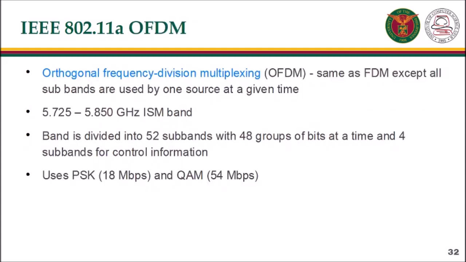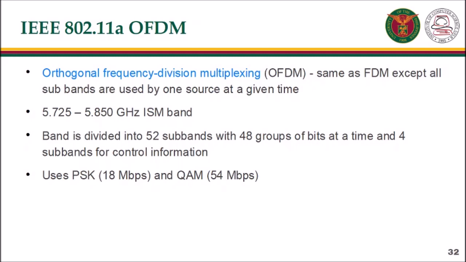IEEE 802.11a OFDM describes the orthogonal frequency division multiplexing method for signal generation in a 5.725 to 5.85 GHz ISM band. OFDM is similar to FDM with one major difference. All the subbands are used by one source at a given time. Sources contend with one another at the data link layer for access. The band is divided into 52 subbands, with 48 subbands for sending 48 groups of bits at a time, and 4 subbands for control information.